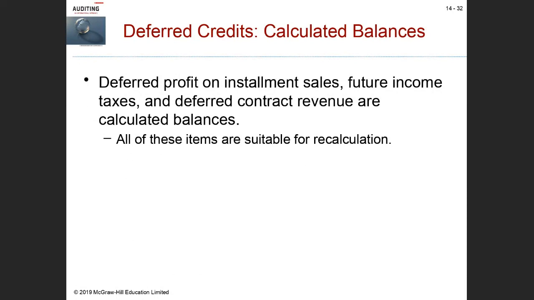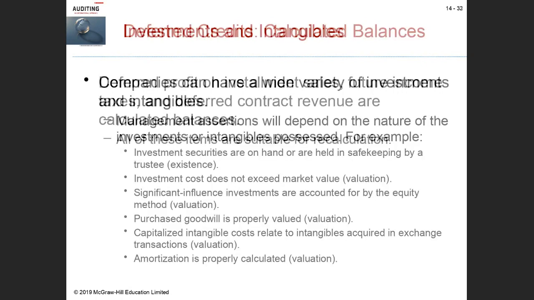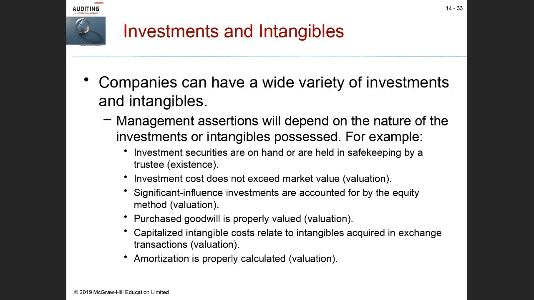Various types of calculated balances that we've talked about before. Again, this is discussed on page 643 in the text. Future income taxes is a very common one. You may have deferred revenue, revenue that's being recognized over several years. Well, you have to be able to calculate that. The client has done it. You're going to recalculate it, understand the rationale for it, and make sure you're happy with it. So we can simply do a lot of recalculation. It is a substantive test on an account balance to ensure that it is correct.